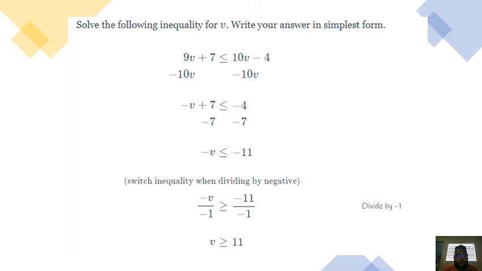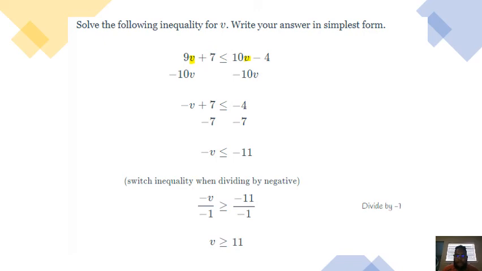So we locate the variable and we notice that v is on both sides of the equation. Now we can't solve this if your unknown is on both sides. So what we're going to do is bring the 10v over by subtracting it, and that's how we get negative v plus 7 is less than or equal to negative 4, because we want all our unknowns to be on this left side.